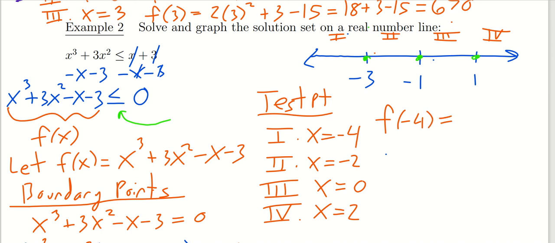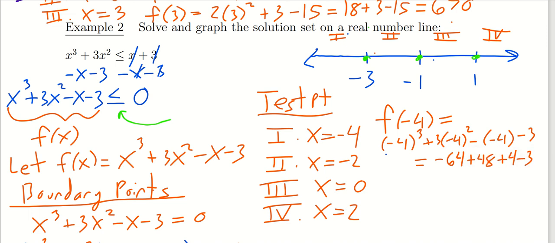So I plug -4 into the function. That's going to be -4 cubed plus 3 times -4 squared minus -4 minus 3. -4 cubed is -64. -4 squared is a positive 16, times 3 is 48. That would be then plus 4 minus 3.